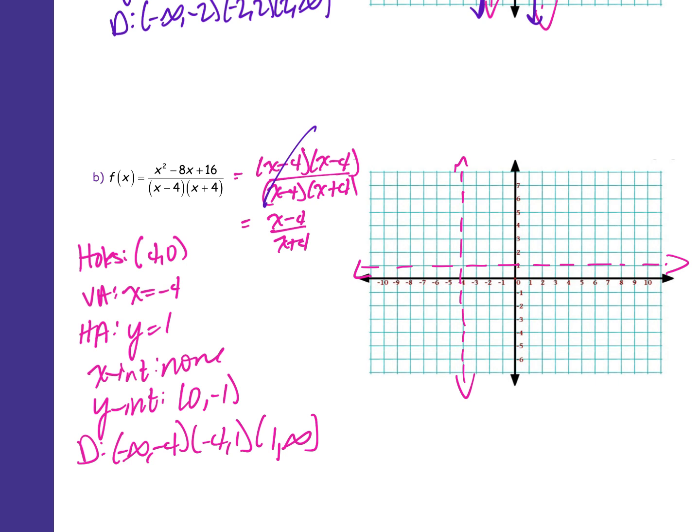Have a hole at 4, 0, a y-intercept at 0, -1. So this one's going to look like this. And then this one's up here in the positive area. Boom, there you go. Except it crossed the asymptote a little bit, sorry.